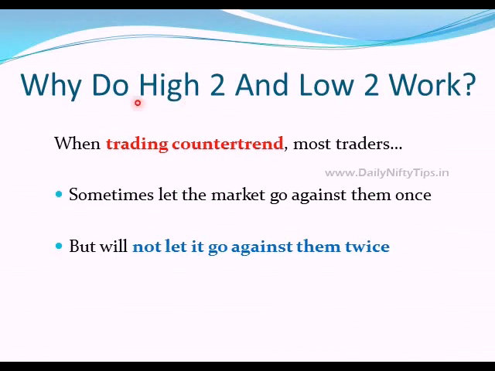And why does a high 2 work, and why does a low 2 work? Because when trading a counter trend, most traders will let the market go against them once, but they'll not let it go against them a second time. Okay, how does that translate into what's going on with a high 1 or a high 2?